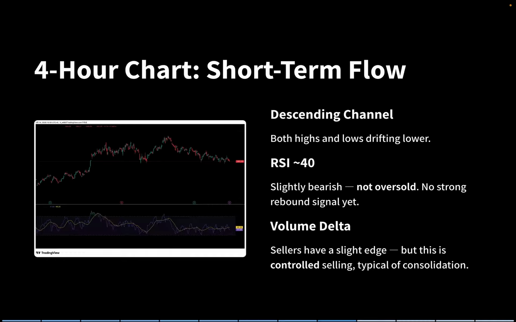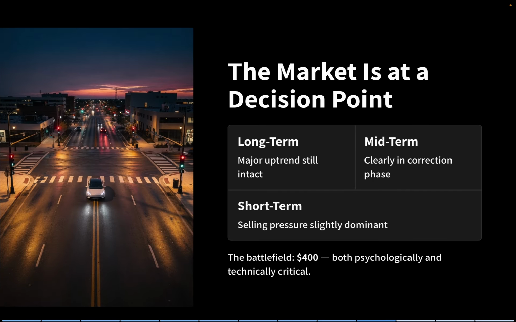And if we look at the volume delta, we can see that sellers have had a slight advantage recently. But once again, the key detail is that this is not panic selling, it's controlled selling, which often occurs during consolidation phases. So, if we summarize the current situation, on the long-term time frame, Tesla's major uptrend is still intact.